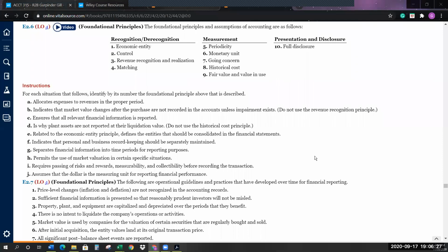So that is liquidation value. If I want to sell this out today, how much am I getting? So what are we talking about here? Fair value? Value in use? No and no. Not fair value. Nope. Okay. Monetary unit? Nope. Going concern? Full disclosure? No. And somebody was saying going concern.